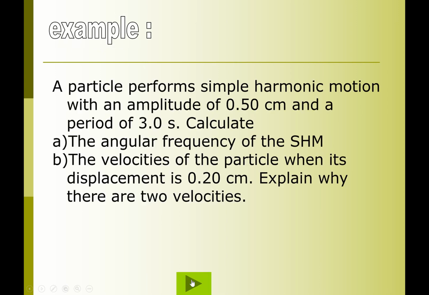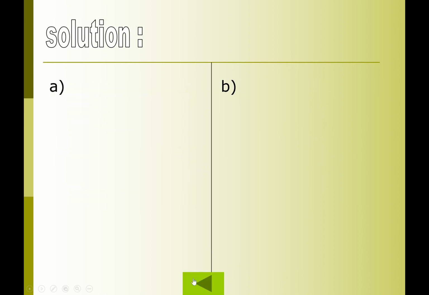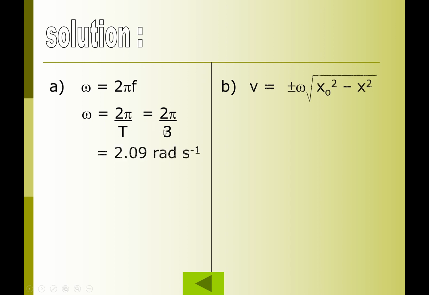The first question is to find the angular frequency. Angular frequency omega equals 2 pi f, and f is 1 per T. So we substitute the period of 3.0 seconds. The solution is omega equals 2 pi per T. Substituting the period of 3 seconds into the equation, the angular frequency is 2.09 radian per second.